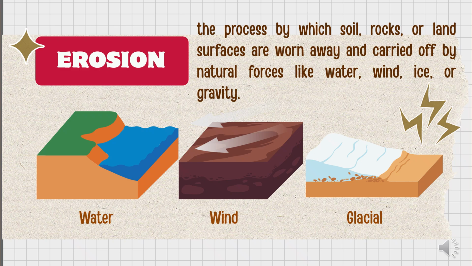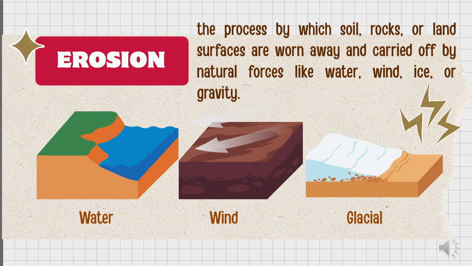When we talk about erosion, we're discussing a powerful natural process that shapes the very landscape around us. Erosion involves the wearing away and removal of soil, rocks, or land surfaces by forces such as water, wind, ice, or gravity. Let's start with water erosion. Think of rivers carving out valleys and canyons over thousands of years. Water is a relentless force, cutting through rock and soil, transporting sediments to new locations.